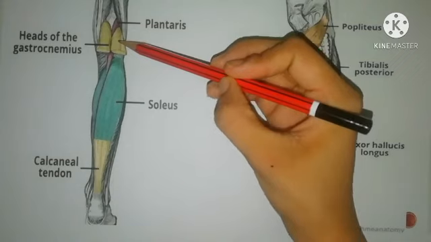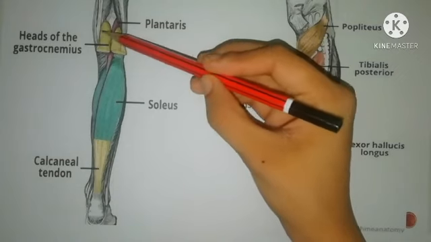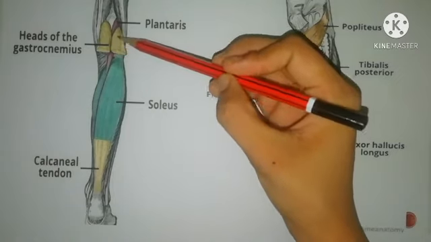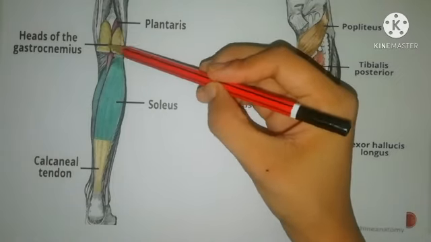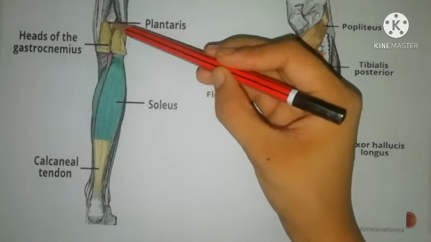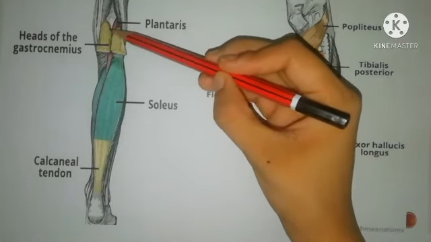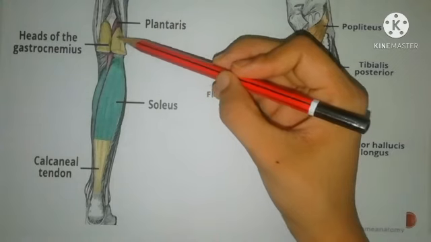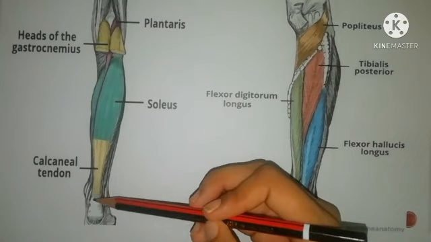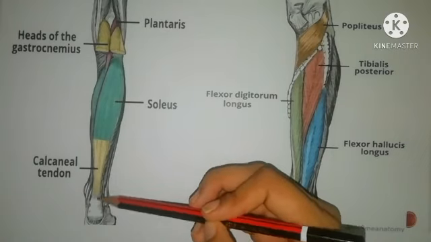It has two heads, the lateral head and the medial head. This is the medial head and this is the lateral head. The medial head is larger than the lateral head. The origin of the medial head is from the capsule of the knee joint. The origin of the lateral head is from the lateral condyle of the femur, and the insertion is in the medial 1/3 of the posterior surface of the calcaneum over here.